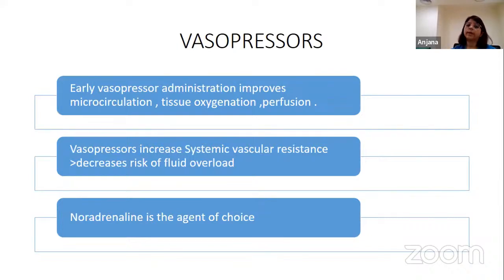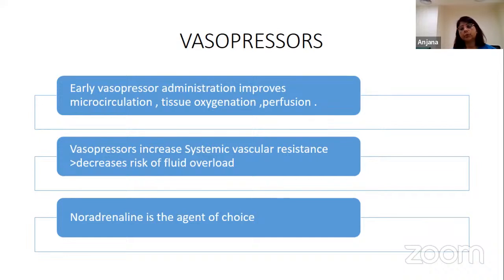So early vasopressor administration will improve your microcirculation, tissue oxygenation, and perfusion. They increase your systemic vascular resistance, and there is also a decrease in the risk of fluid overload. Okay, so when you have achieved your target MAP, of course, you will fill up the patient, but noradrenaline or any vasopressor will help you to maintain that perfusion pressure quickly so that your end organ doesn't get damaged or your microcirculation is not affected. So that should be the aim. Somehow you have to maintain your perfusion.